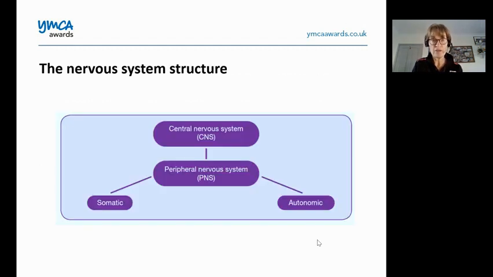Okay, so we're just going to take a brief look as a reminder from level 2 anatomy and physiology. You hopefully will have done that. We have the central nervous system, and that leads and connects to our peripheral nervous system, and our peripheral nervous system is divided up into our somatic, which is to do with our voluntary external, and our autonomic systems, which is our involuntary internal. And we'll be looking at each one of these one at a time now.